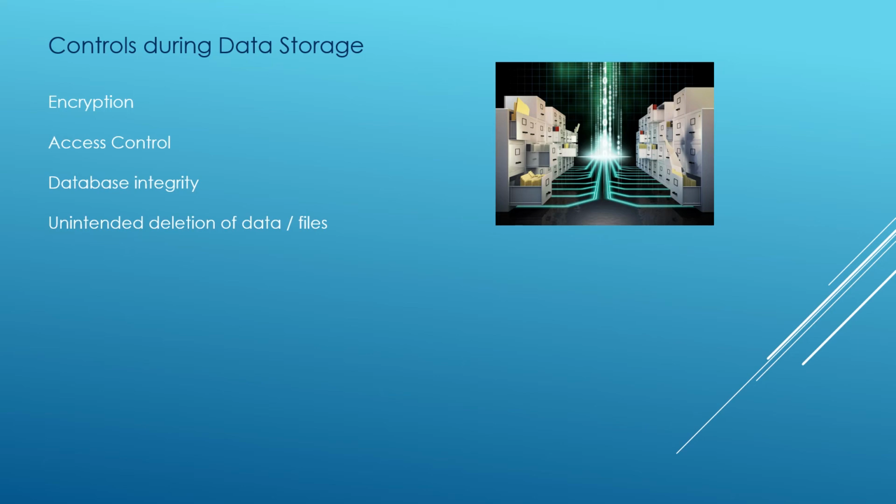The next one is access control. If we have the right access control during the storage, we will know that the data is not tampered with and no integrity violations are introduced. If you are using a database for storing the data, databases themselves have a set of controls to maintain database level integrity. The last one is that unintended deletion of data and files shouldn't cause any integrity violations.